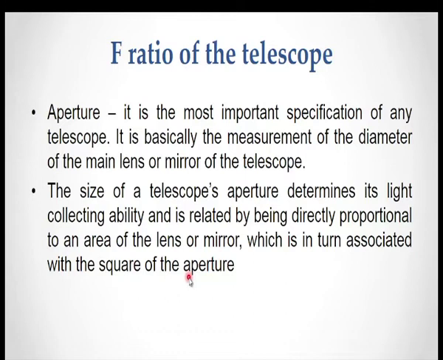The size of the telescope's aperture determines the amount of light entering the telescope, or the light collecting ability of the telescope, and this light collecting ability is proportional to the area of the lens or mirror used as an objective. So aperture is an important parameter to calculate the f ratio of the telescope.